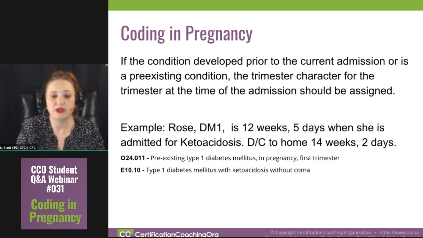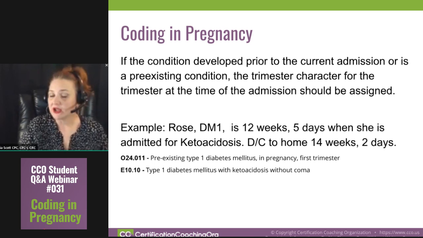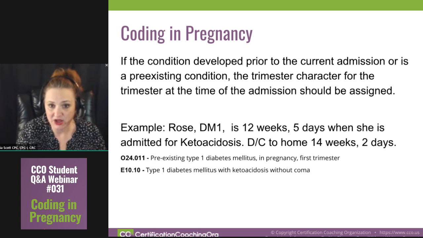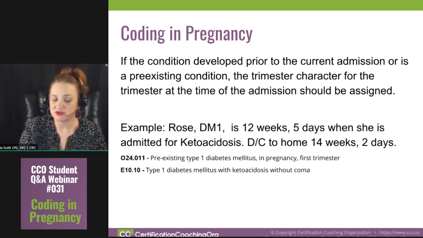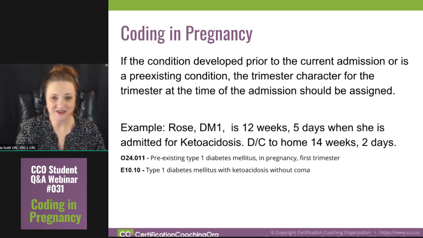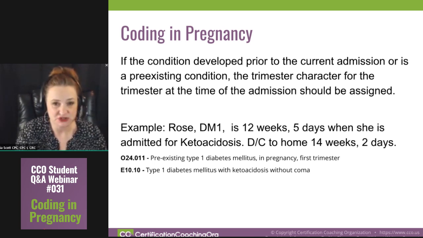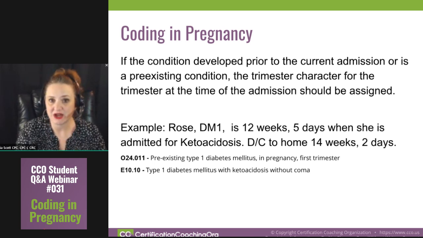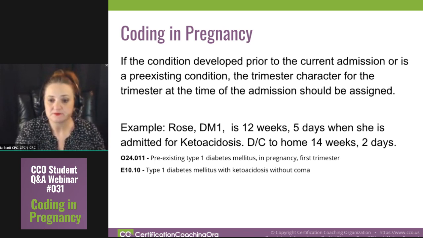Another scenario would be if you have a condition that develops while the patient is currently in admission, or is a pre-existing condition, okay? The trimester character for the trimester at the time of the admission should be assigned again. So the example here, Rose, she's a type 1 diabetic. Now, she doesn't have gestational diabetes. She's a type 1 diabetic. And at 12 weeks and 5 days, which is first trimester, she's admitted for ketoacidosis. Now, ketoacidosis is something that occurs in type 1 diabetics. She's discharged to home at 14 weeks and 2 days.